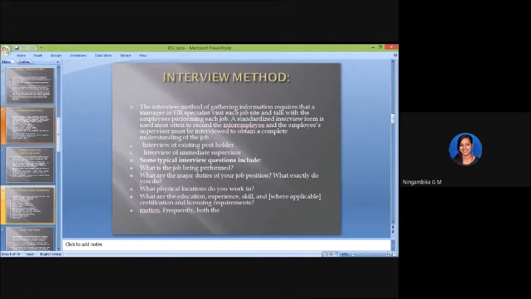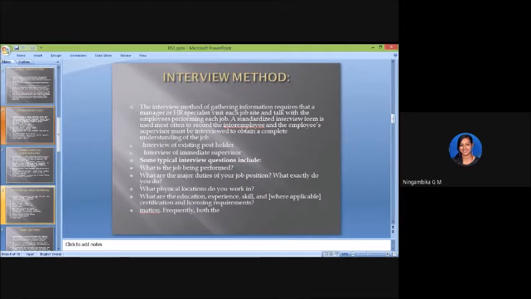Like, what is the job being performed? What are the major duties of your job position? What exactly do you do? This set of questions can be asked of the existing post holder, or if it is a supervisor, they can ask what type of job that employee was performing. So what are his duties? The way of communicating will be pretty different when you're talking to an individual directly or indirectly.